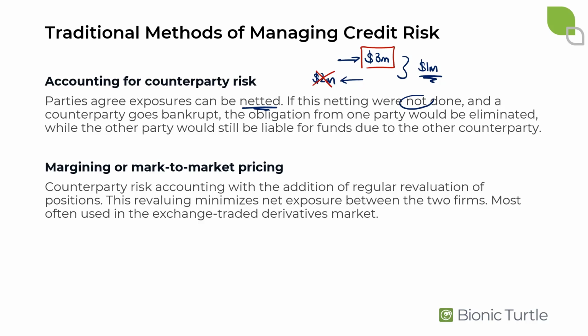Margining or mark-to-market pricing goes a step further. It's counterparty risk accounting with regular revaluation of positions. Benefit of that, it minimizes net exposure. Best example, think exchange-traded derivatives. So a futures exchange, at the end of every day's trading, marks your position to market. Any gains get put into your margin account, any losses taken out. And if your margin account is low enough, there'll be a margin call. So you're resetting your position to 0, so there's nothing outstanding before you go to the next day. Again, mitigating the credit risk outstanding.